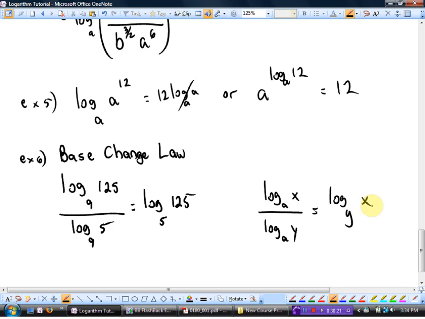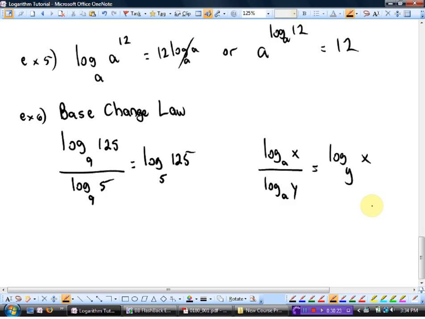Now, where did we use this? Here's another question. I like this question, and you do need to get your calculators out for this one if you're following along at home. The log base 7 of 800. If I ask you to evaluate that, what did you type into your calculator? Do you remember? Log 800 over log 7. What you're really doing is the base change rule.